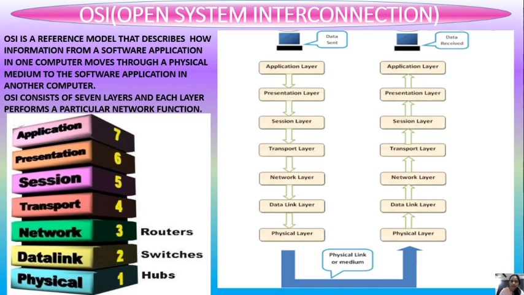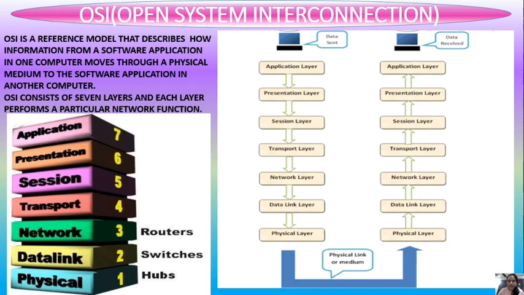You can see there are some images, two images are here. In the left side image, the last layer is physical layer, the second layer is data link layer, the third layer is network layer. So at this level these routers work. On the right side, these 7 layers, I have told you about this OSI in my previous video.